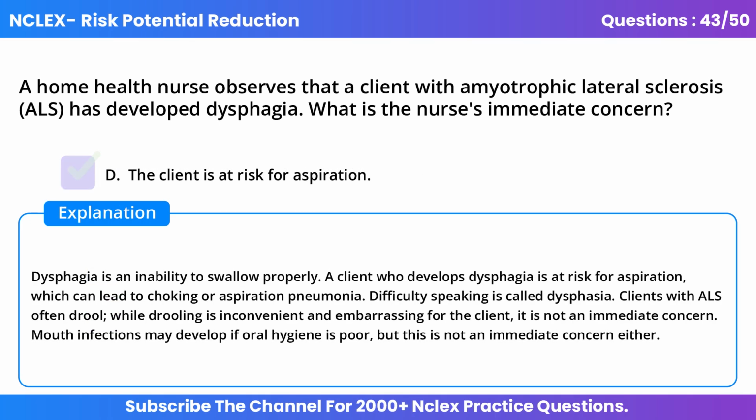Dysphagia is an inability to swallow properly. A client who develops dysphagia is at risk for aspiration, which can lead to choking or aspiration pneumonia. Difficulty speaking is called dysphasia. Clients with ALS often drool. While drooling is inconvenient and embarrassing for the client, it is not an immediate concern. Mouth infections may develop if oral hygiene is poor, but this is not an immediate concern either.